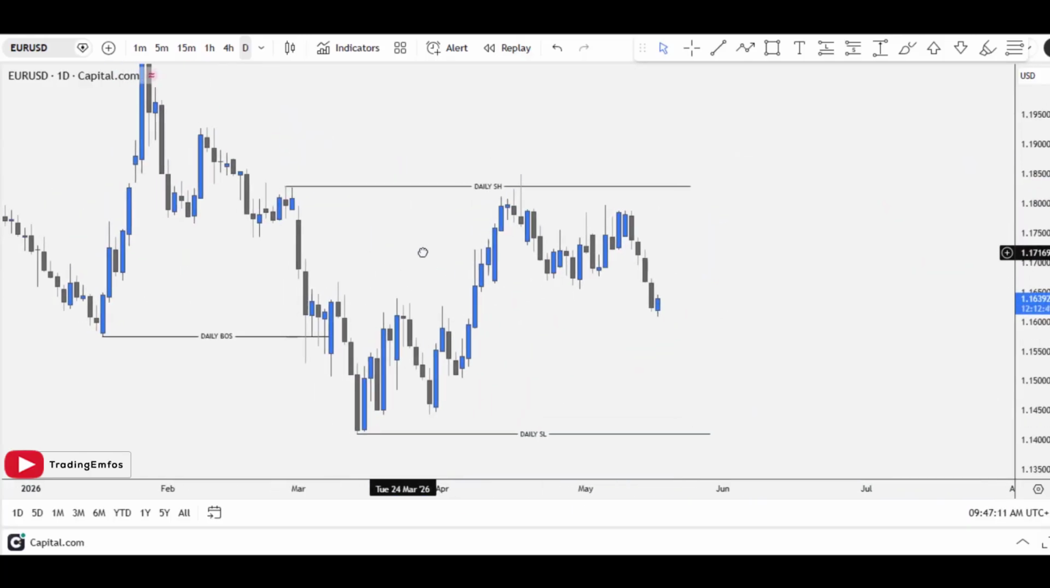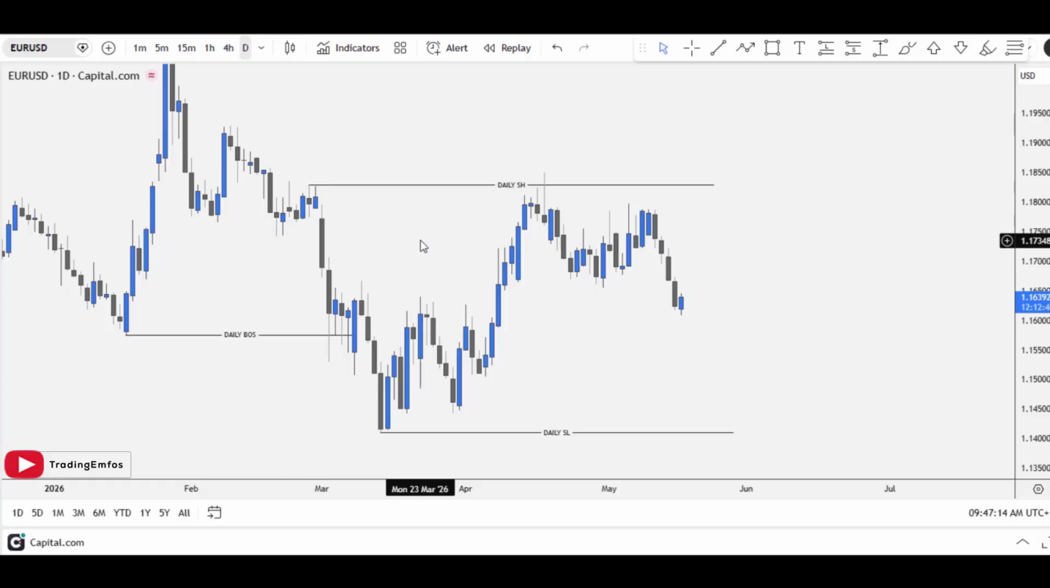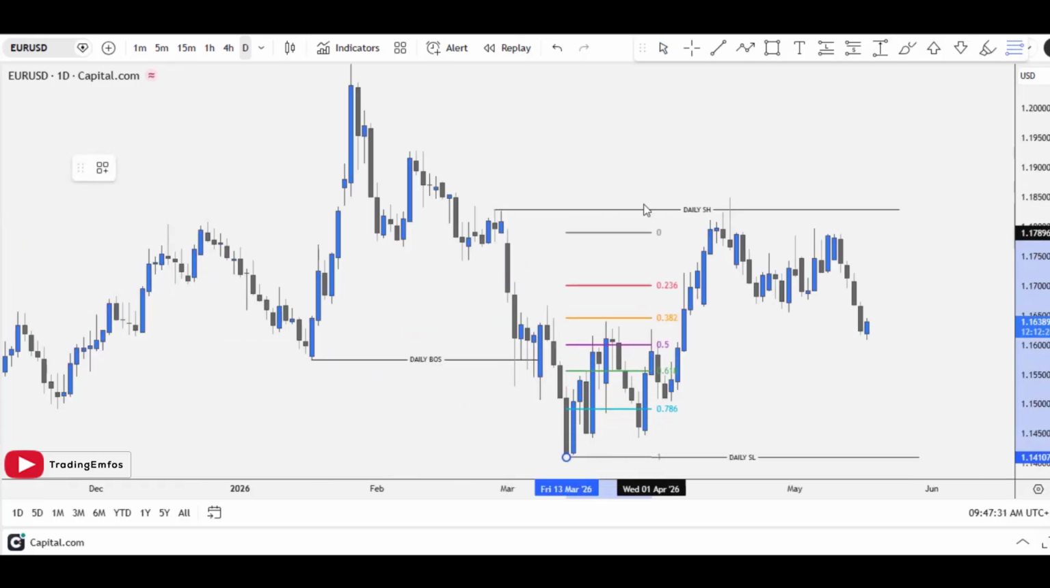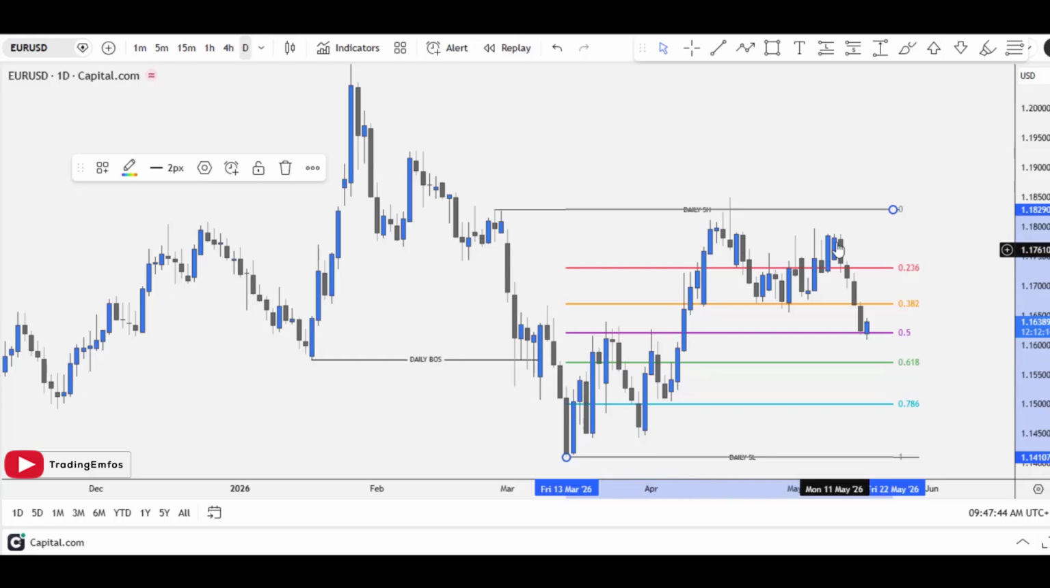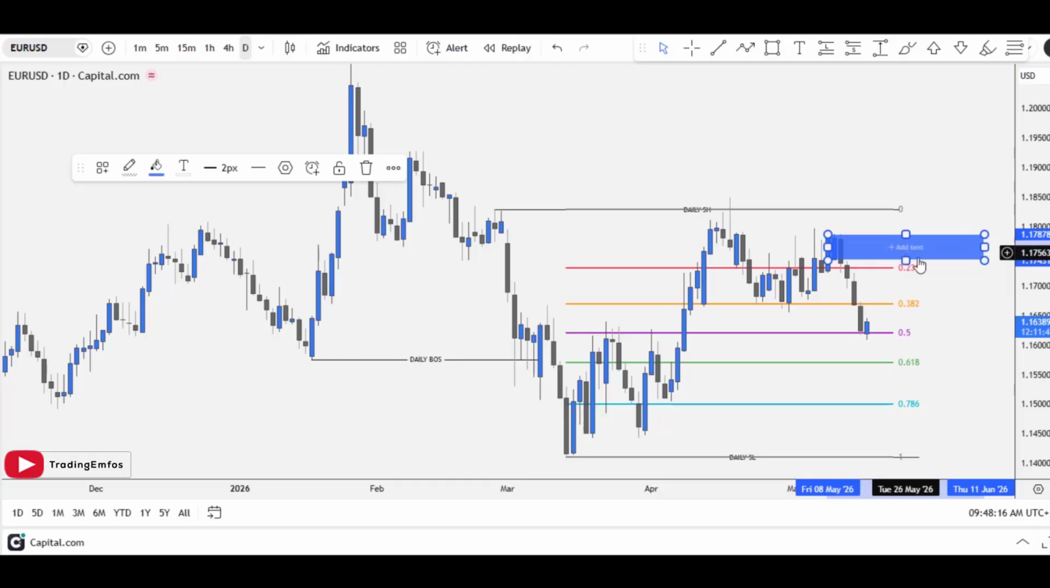Euro USD on the daily time frame is currently bearish. The price is almost at the equilibrium level. As you can see, currently price is at the equilibrium level, the 50% mark. So all you have to do, since the market is bearish, we are looking for shorts. We are looking to sell the market and not to buy, because the market is currently bearish and price is at the equilibrium level. We wait for a little pullback into the supply zone. When the market pulls back into the supply zone, we enter a short position or we take a sell trade down to this very level.